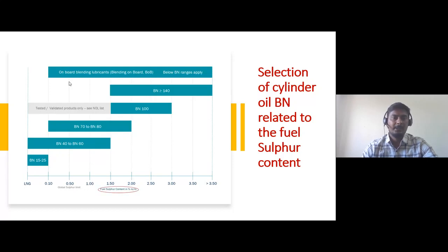Here you can see the fuel sulfur content in percentage. At 0.1 you can use BN 15 to 25, and for higher sulfur, BN 40 to BN 60. Below 1.5 all are VLSFO, and above 1.5 is HSFO. VLSFO is very low sulfur, and HSFO is high sulfur with more sulfuric acid. So you can choose based on the fuel sulfur content.